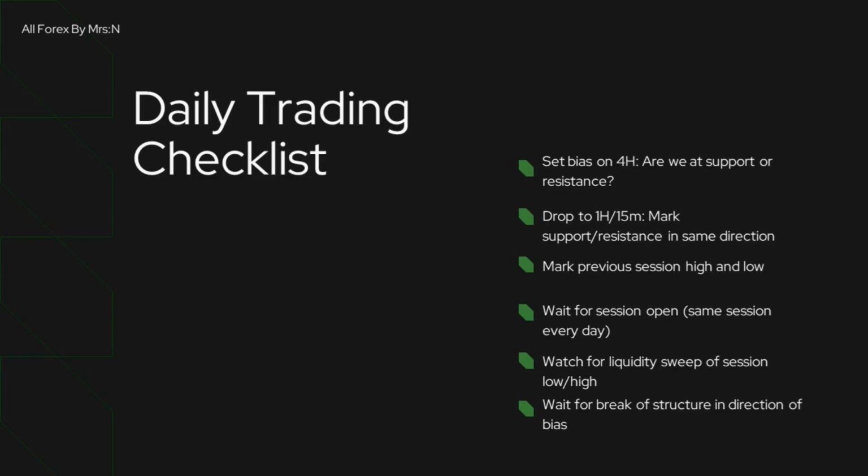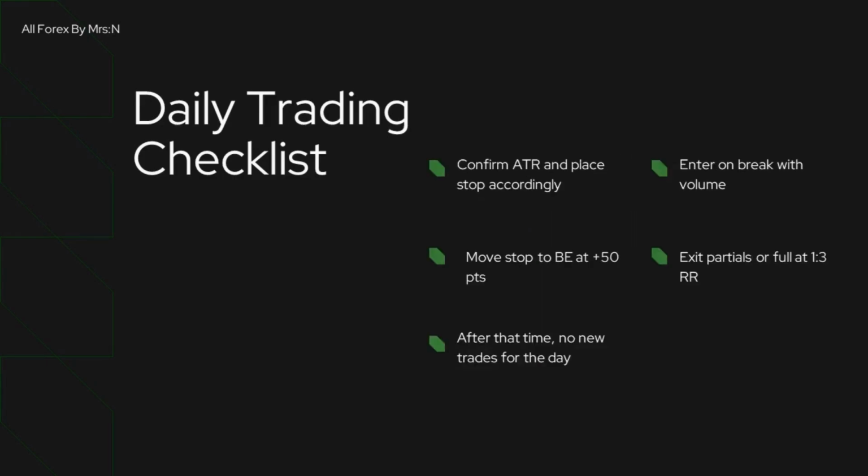Wait for session open, same session every day. Watch for a liquidity sweep of the session low or high. Wait for a break of structure in the direction of bias. Confirm ATR and place stop accordingly. Enter on break with volume. Move stop to break even at plus 50 points. Exit partials or full at 1 to 3 RR. After that time, no new trades for the day.